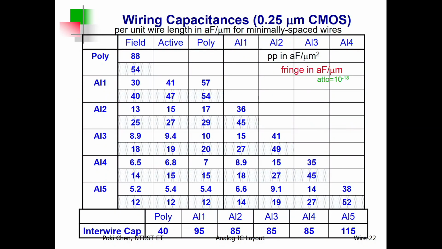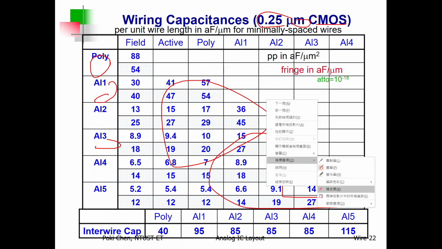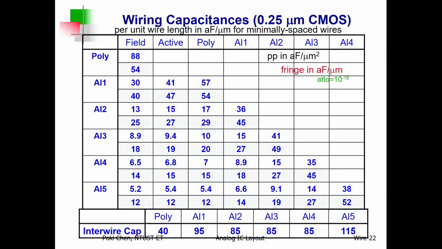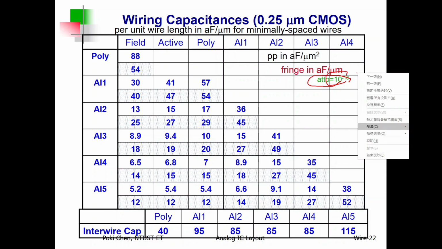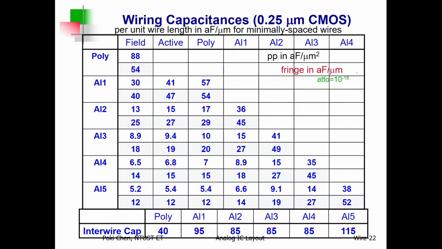Then I would like to share some of the parameters with you. This is from a 0.25 micron CMOS process. For different layers, the numbers are not the same. I would only like to point out this. What is the unit? It's really, really small. Atto, the minus 18th power of 10. Wow, really small, right?